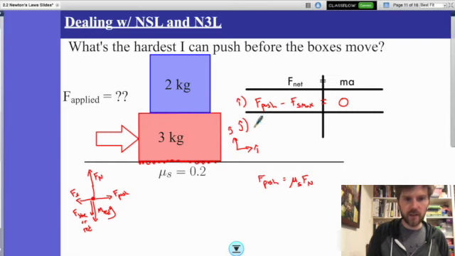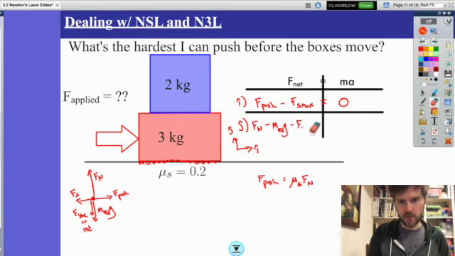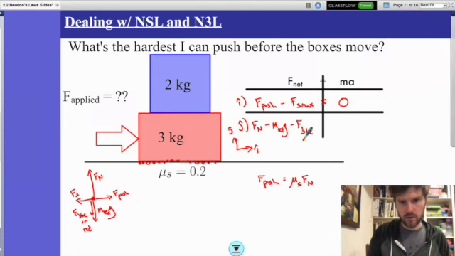In this case, I've got F_N up, and I've actually got two forces down. I've got m red g, and this mysterious F blue on red. F blue on red. And those are going to equal 0.